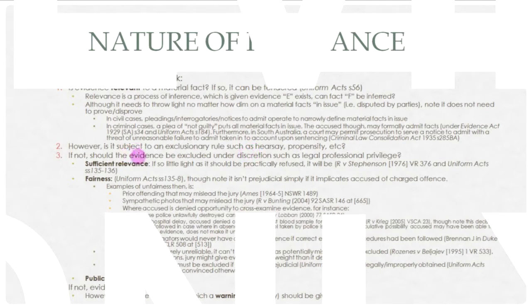However, the next question is, is it subject to exclusionary rules such as hearsay or propensity? So this is if it is relevant. And then if not, should the evidence be excluded under discretion such as legal professional privilege? Sufficient relevance is that if so little light is thrown that it should be practically refused, it will be. And that's R and Stevenson, 1976, in Uniform Act, section 135 to 136.